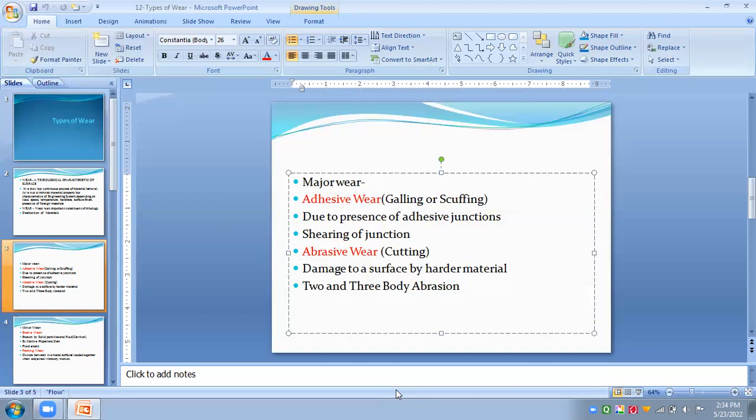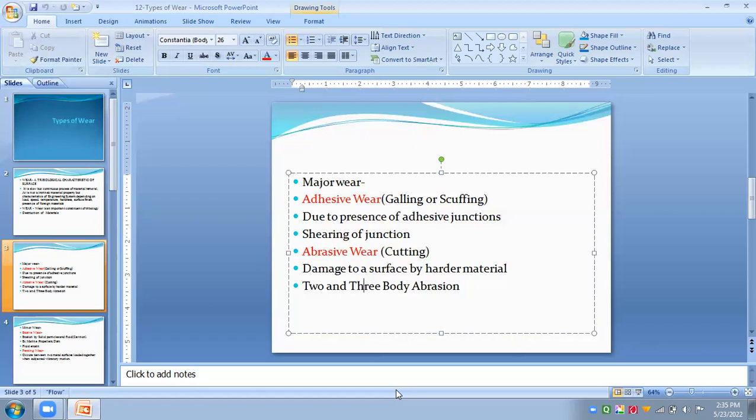In the case of sliding contact, surface fatigue is the result of cyclic contact loads at relatively mild stress. The next type of wear is corrosive wear. In corrosive wear, the dynamic interaction between the environment and the mating material surfaces plays a major role.